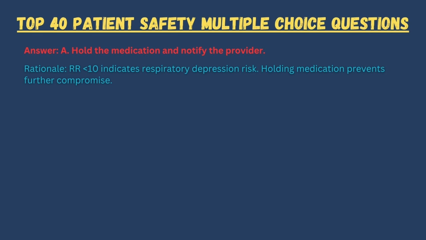Rationale. Respiratory rate less than 10 indicates respiratory depression risk. Holding the medication prevents further compromise.